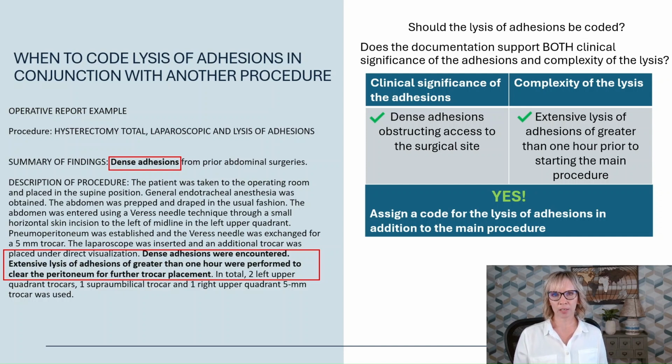The description of the procedure describes that after the laparoscope was placed, the surgeon encountered dense adhesions and carried out an extensive lysis of adhesions that took greater than an hour to clear the peritoneum for trocar placement. In this case, the adhesions were described as dense, which indicates the clinical significance of the adhesions, and the lysis was described as extensive, taking greater than an hour before the surgeon could even carry out the planned hysterectomy. The surgeon has documented both the clinical significance of the adhesions and complexity of the lysis, and so an additional code should be assigned for the lysis of the adhesion.